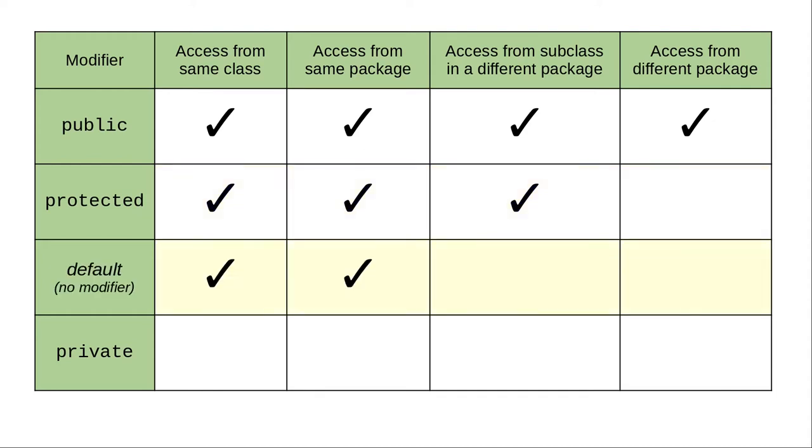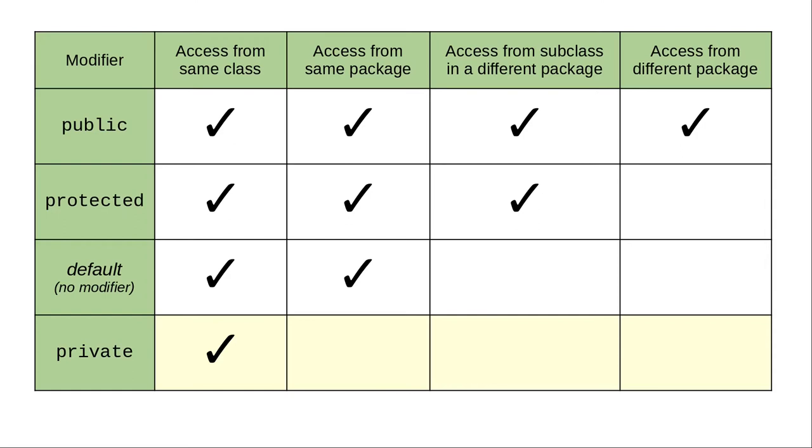If you don't specify any access modifier, you get the default visibility. Class members are accessible only in the same class or the same package where they were defined. Finally, the least visible and most restrictive option is private, which allows access only from the same class.